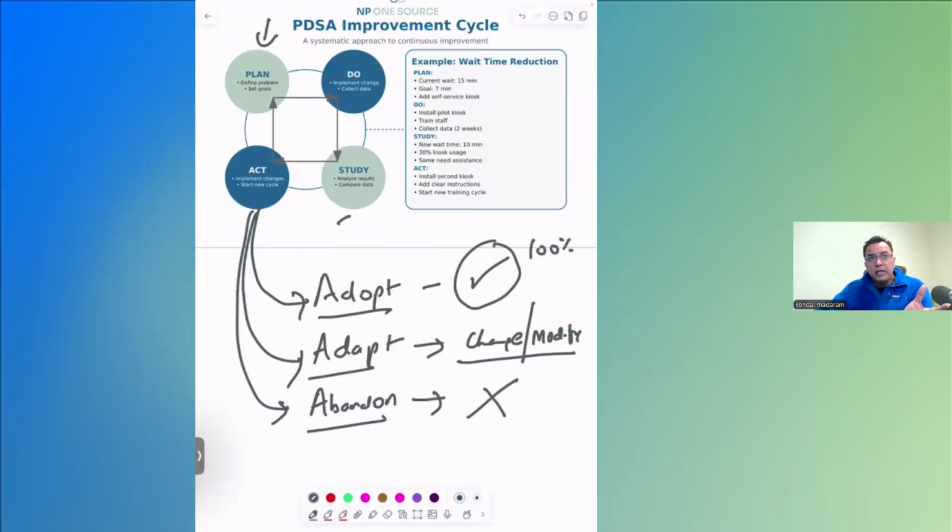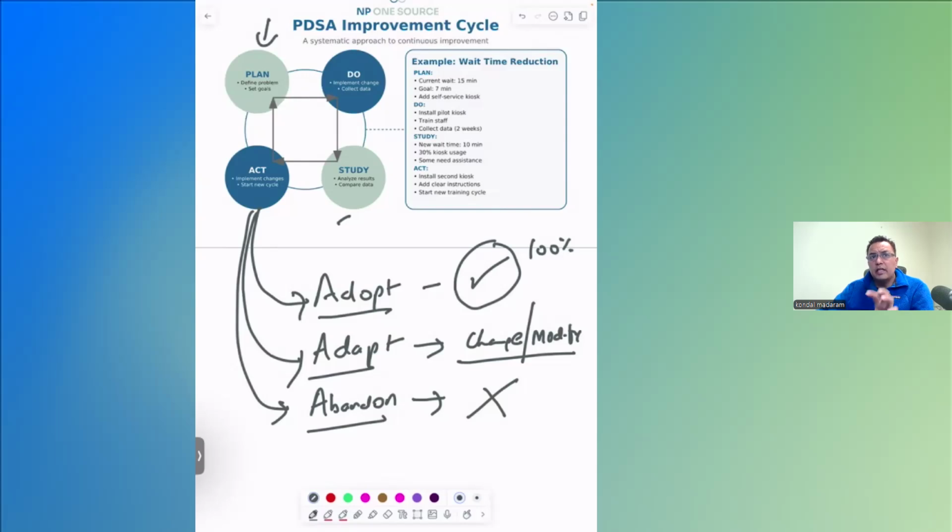Applying the PDSA cycle in psychiatric clinics or in any setting will improve processes like treatment adherence, patient education, care coordination, and things like that. An example would be, again, patients are not attending follow-up appointments. Clinic staff decides to address this problem using the PDSA cycle. They identify the root causes, lack of reminders or improper scheduling practices. They set a goal of at least a 25% improvement in attendance rates.